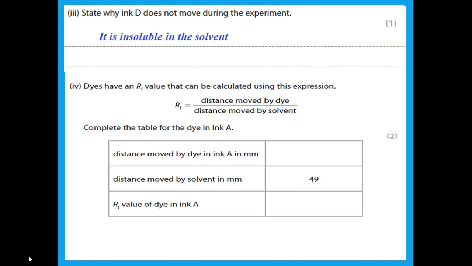Dyes have an RF value that can be calculated by distance moved by dye divided by distance moved by solvent. The distance moved by dye in the ink, I get a ruler and I measure from the baseline to the middle of the spot. When I did that, it came to about 18 millimeters. He wants it in millimeters. He already tells me that the distance moved by the solvent is 49 millimeters. So my RF value is the distance moved by the spot, which is 18, divided by the distance moved by the solvent. So 18 divided by 49 is 0.37.